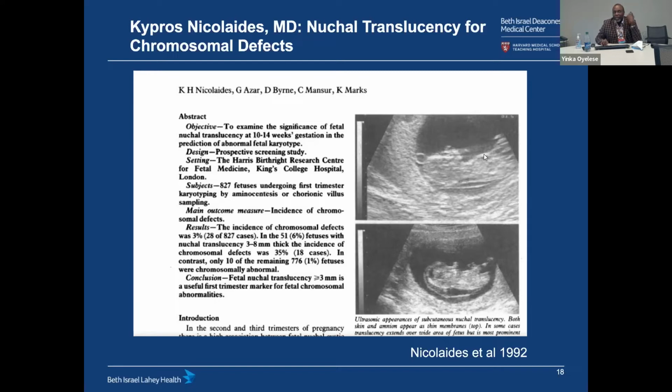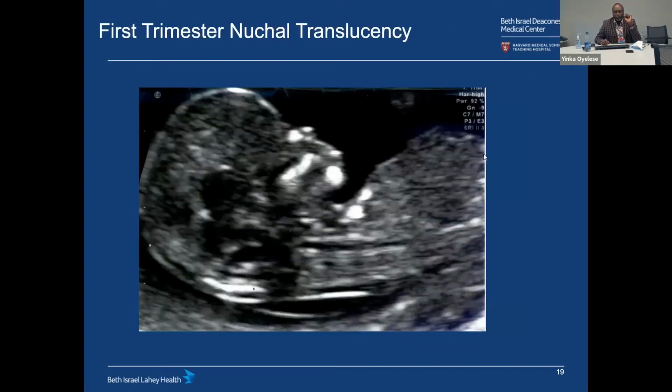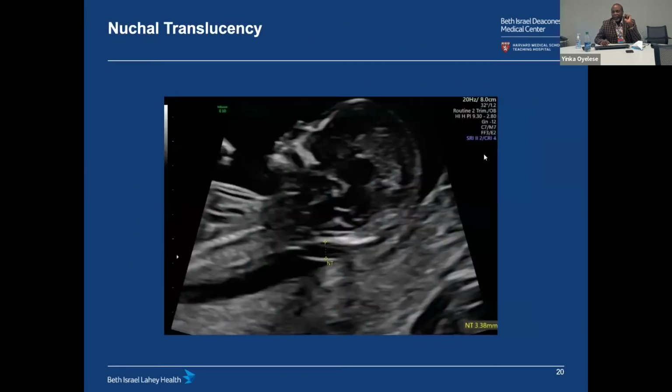Again, at this time, there was no other screening. Very, very important. The only thing they had was age. And this is a normal nuchal translucency in the first trimester. Here's a slightly increased nuchal translucency. You can see the fetus. Look at the back of the neck.